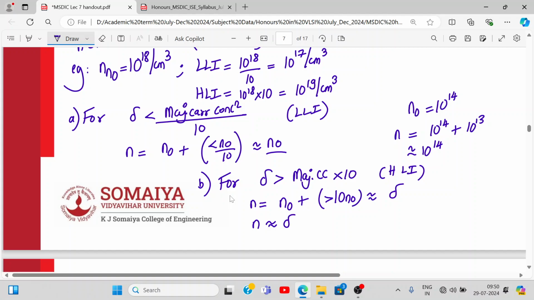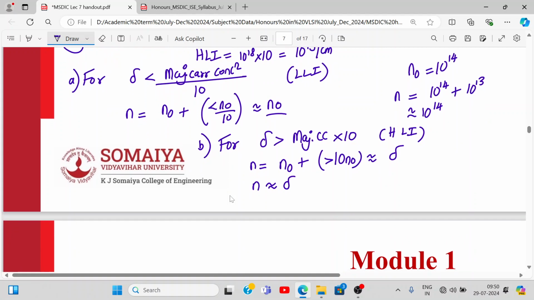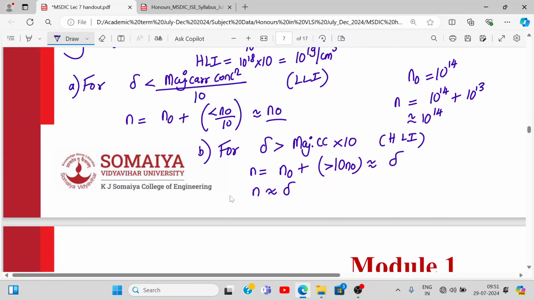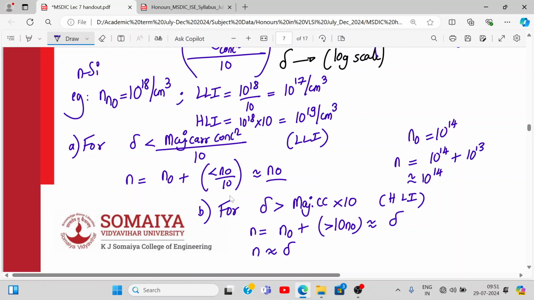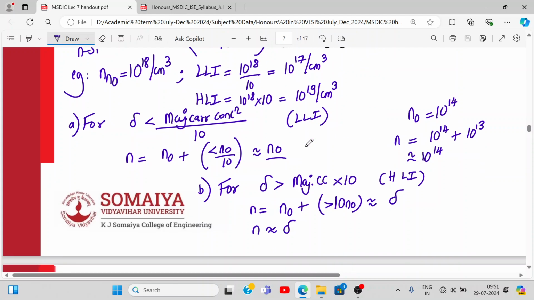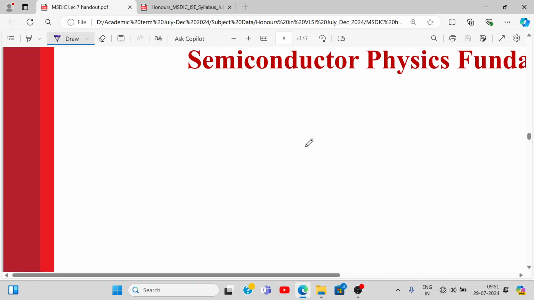Now let's take an example. The last topic will be taking an example to understand high level and low level injection. Can I go to the next one? If you have a query or a doubt, you can ask immediately. Okay. Let's go over here.